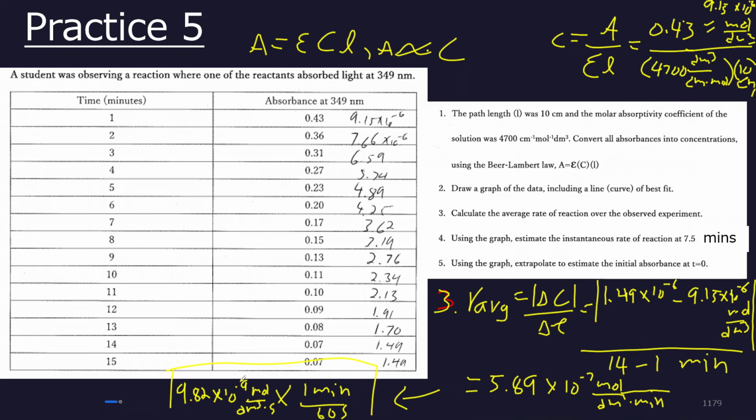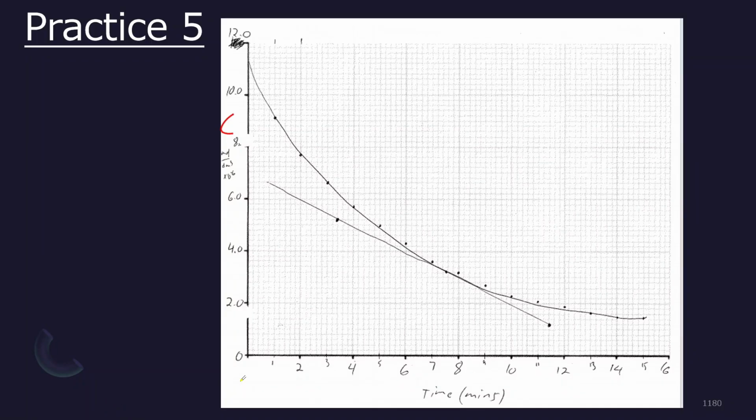Okay. Now use the graph to estimate the instantaneous rate of reaction at 7.5 minutes. I've already drawn that tangent line as I showed. I tried to do that there at 7.5 minutes. At this point, make a tangent line there. I think I did a pretty good job of that, but now we need the slope of that tangent line.